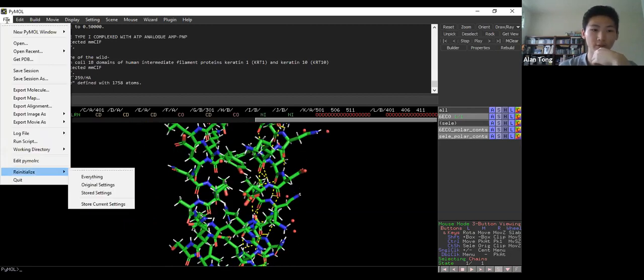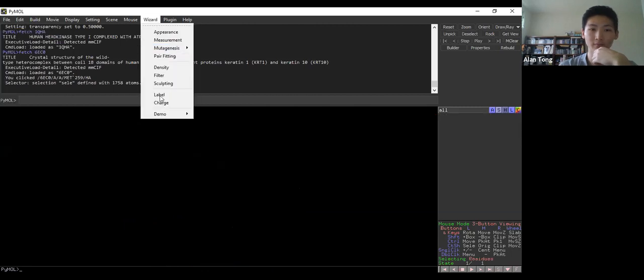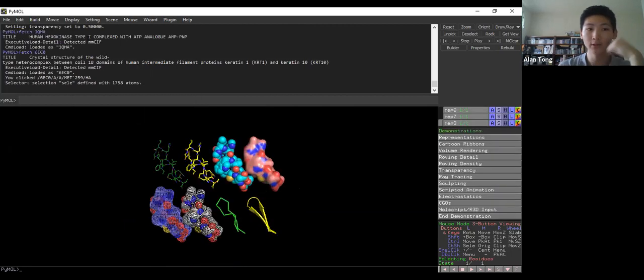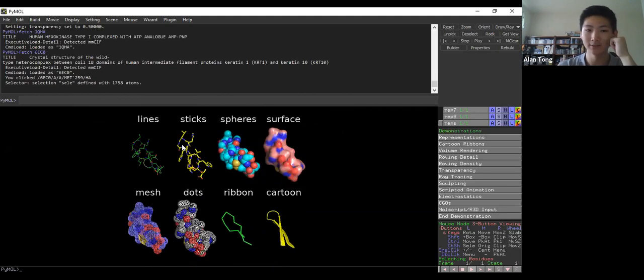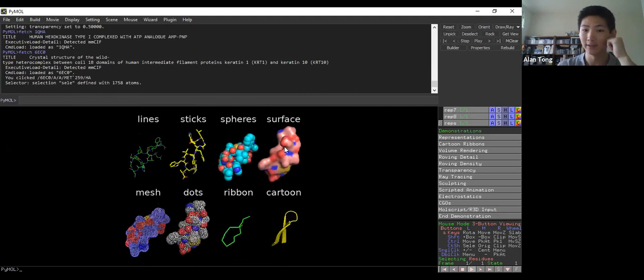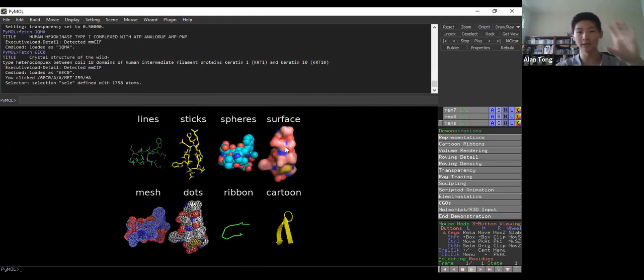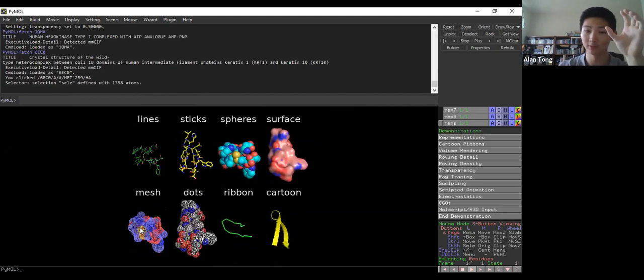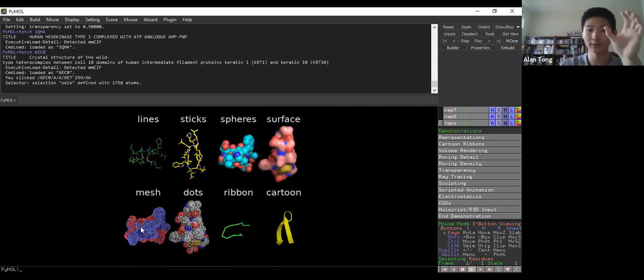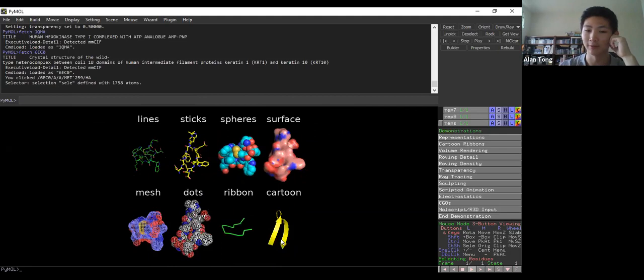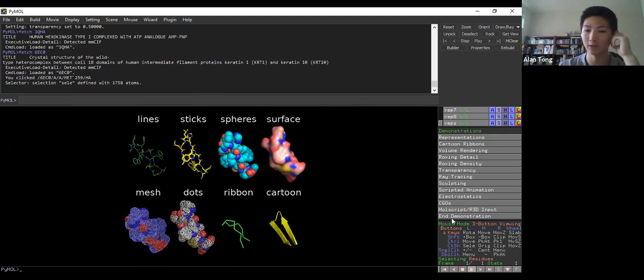You can also view it in different ways. So if I go here, you can look at all the different ways you can look at these molecules. You can look at it using lines, as sticks, as spheres, and as a surface. The surface is, imagine rolling a ball over the surface of the molecule, that's what it might look like. A mesh, that's probably what the electron contours look like. Dots, ribbons, cartoons. Cartoons are typically what you look at mostly.